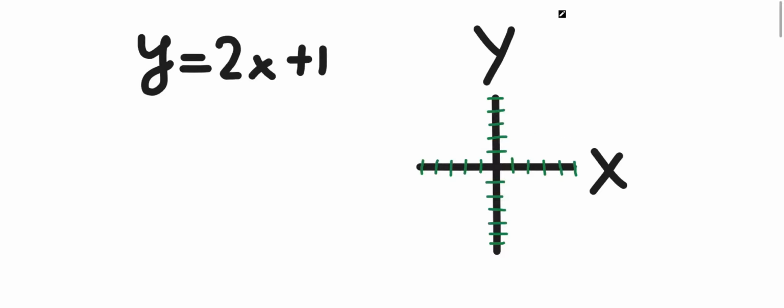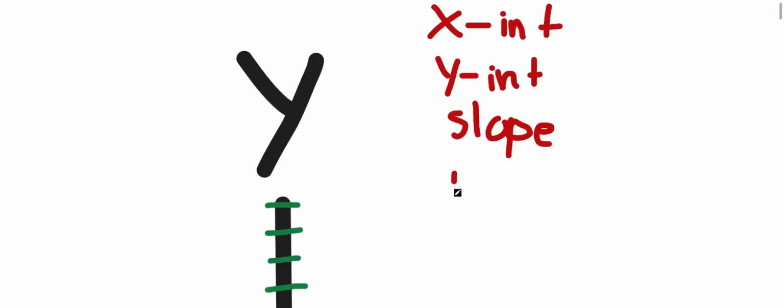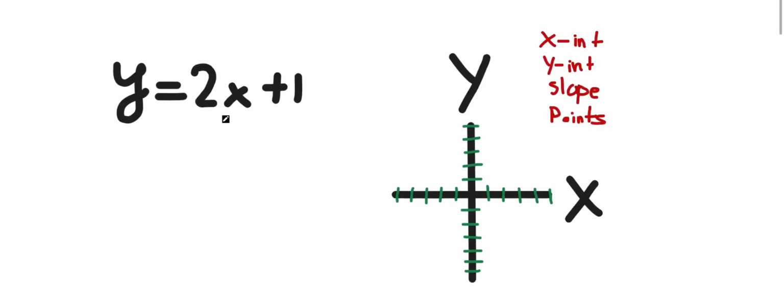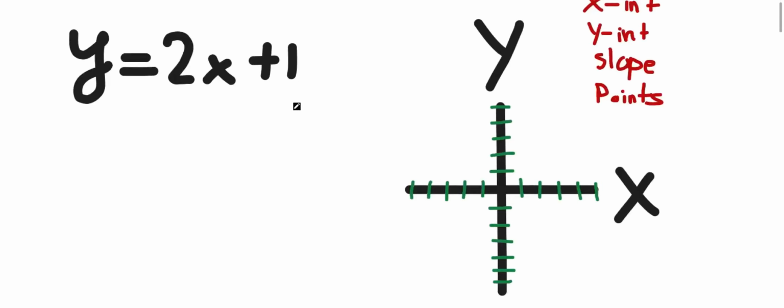In order to graph a linear function, we would first need to know the x-intercept, y-intercept, slope, and a couple of the points. So for this example, we're given the equation y is equal to 2x plus 1.